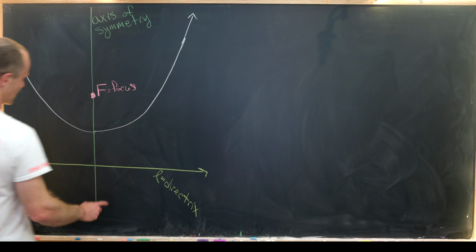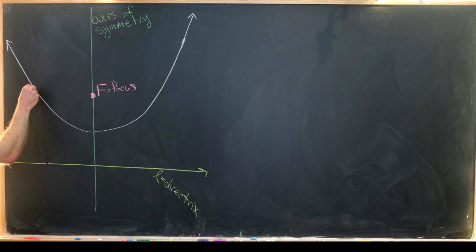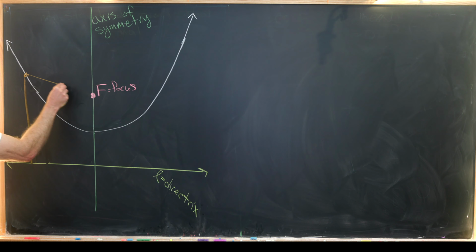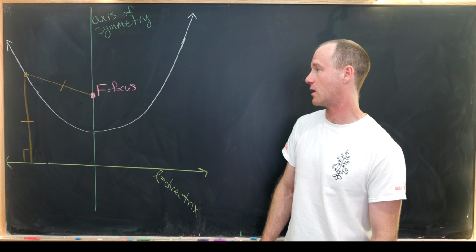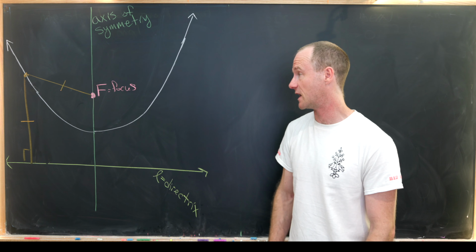So just to reiterate what's going on here, if we go over here to this point, maybe up here, and then we measure down to the line, well, we have to measure to the line along a right angle, and then we measure over here to the point, we get the same length. So those two line segments have the same length. Okay, so that's just a little reminder of how a parabola is carefully defined.